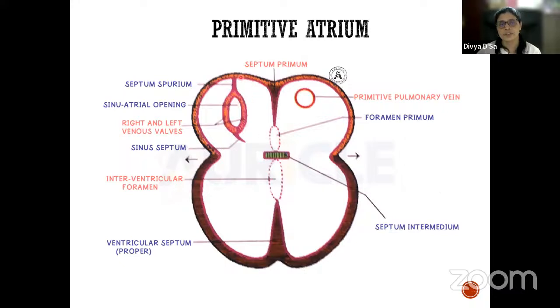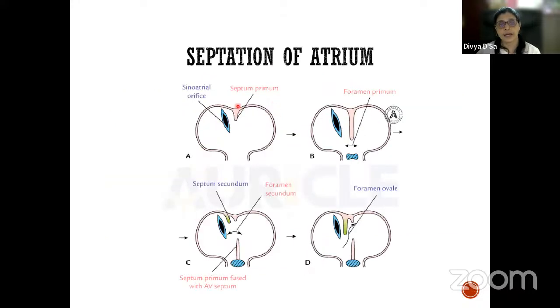So this is the septum spurium. Septum spurium is which one now? The right and left venous valves, the sino-atrial valves, would have fused to form the septum spurium here. Behind this is the sinus venosus. This portion is the atrium. These are the right and left venous valves. Now, next step, what will happen after the formation? This was the foramen primum which formed.